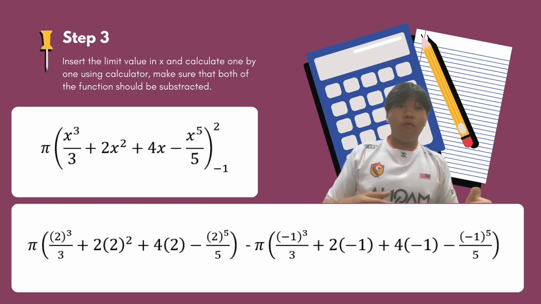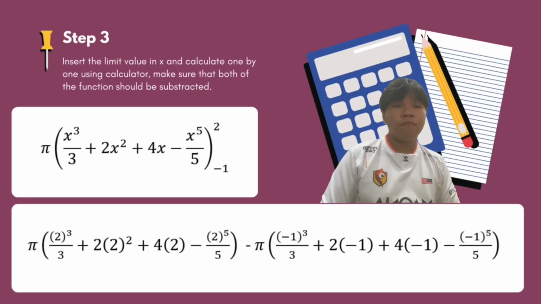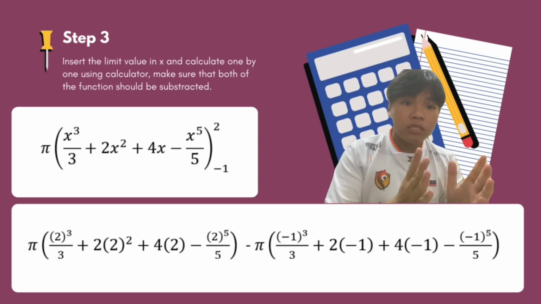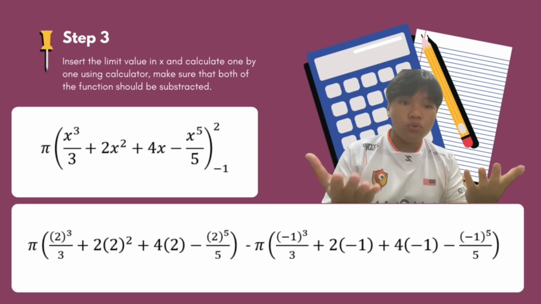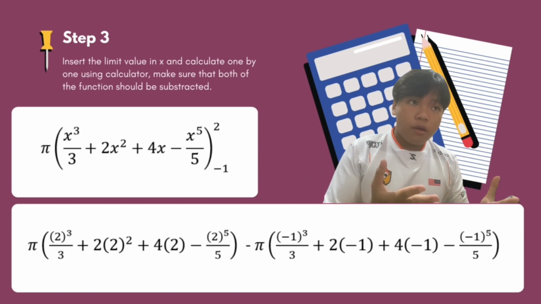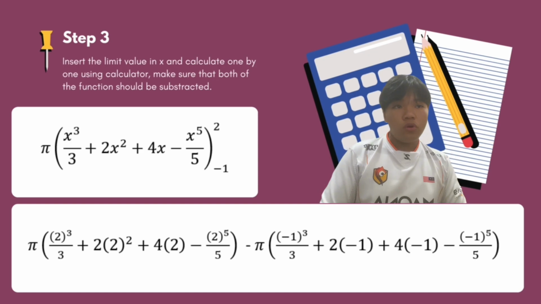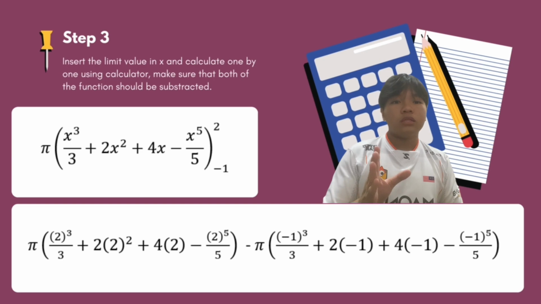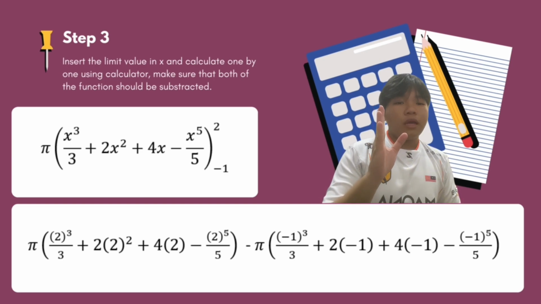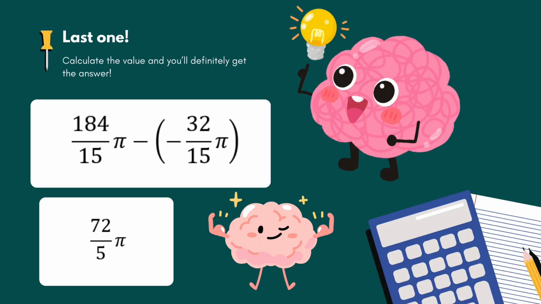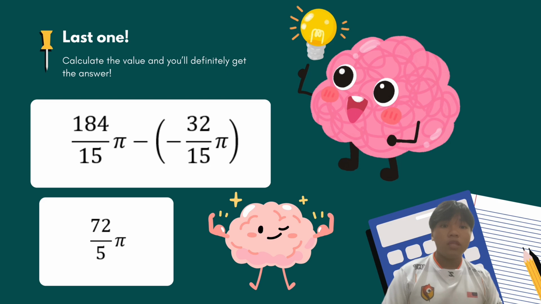Then, moving on to step 3, the last step, which is to insert the limit values into x. We change the x in the function that we already integrated into 2, and then subtract it from the other limit, which is negative 1. After that, we get what I have written here, the limit 2 and the limit negative 1. Insert both in x. Use the calculator to find the value.